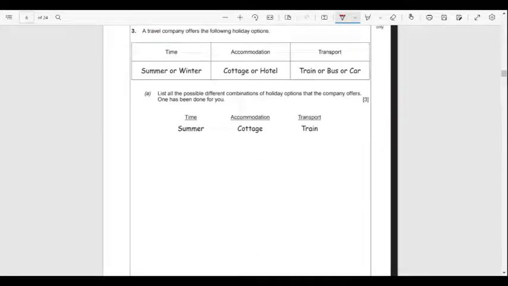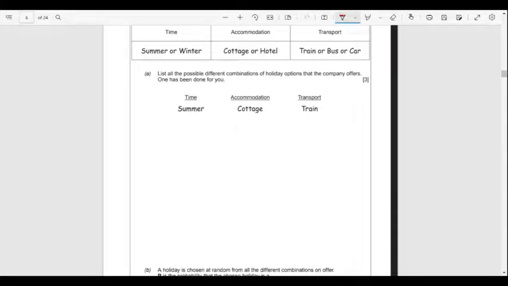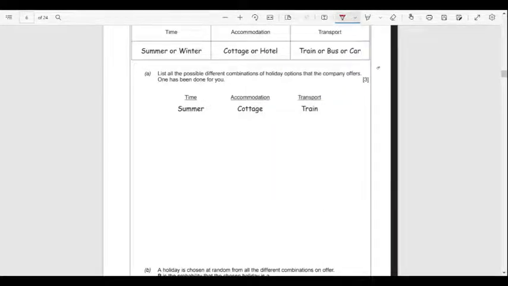So a travel company offers the following holiday options. You can go in summer or winter. You can stay in a cottage or a hotel, or you can travel by train, bus, or car. Just for time's sake, I'm going to write this in shorthand. So if we've got summer cottage train, you could do summer cottage bus, summer cottage car.